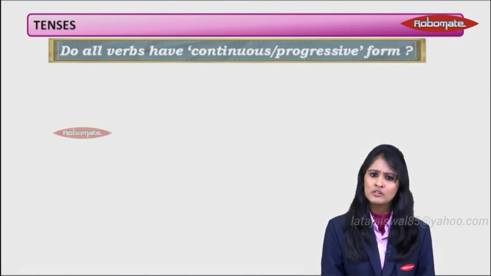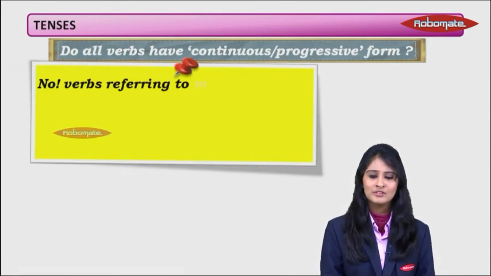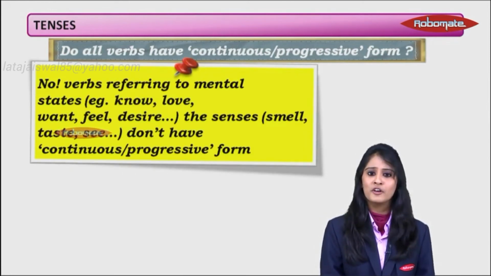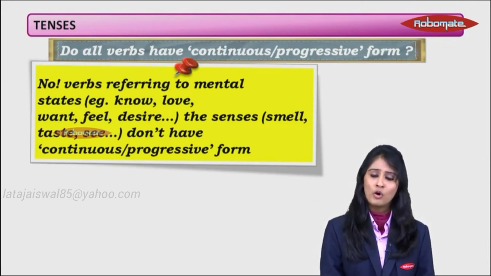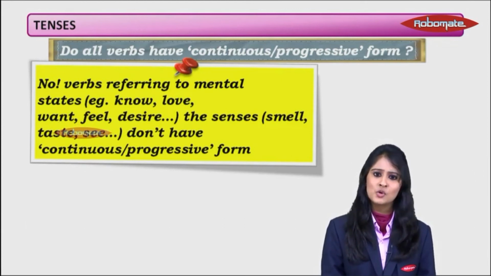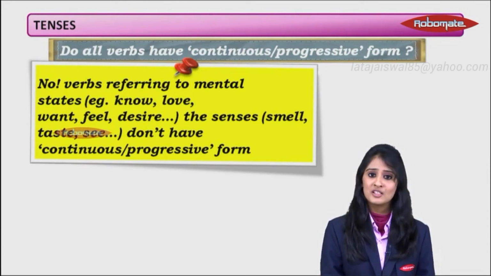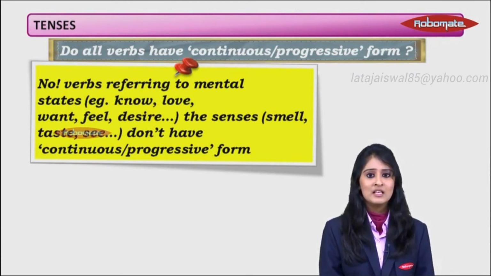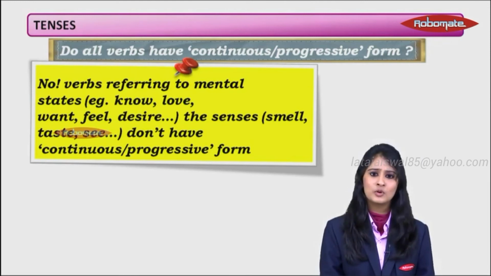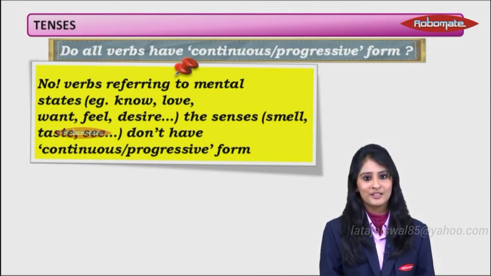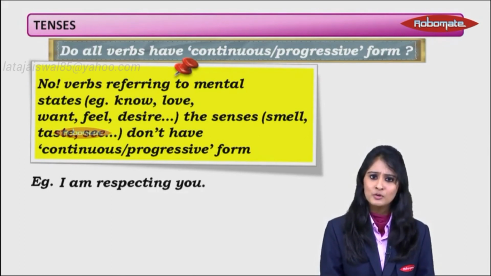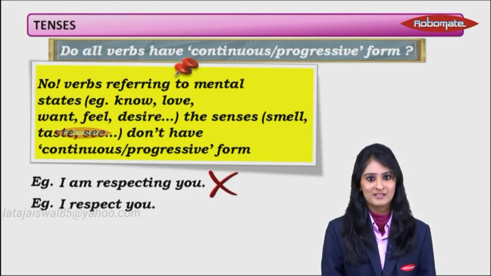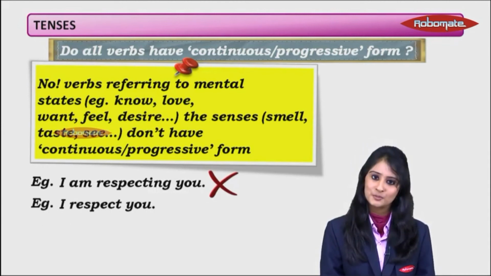Do you think all the verbs have continuous or progressive form? No. Verbs referring to mental states, for example, know, love, want, feel, desire and so on, or the verbs which indicate senses like smell, taste, see, all these verbs do not have continuous or progressive forms. For example, will you say, I am respecting you? No, it is a wrong statement. You'll always use the simple present, that is, I respect you.